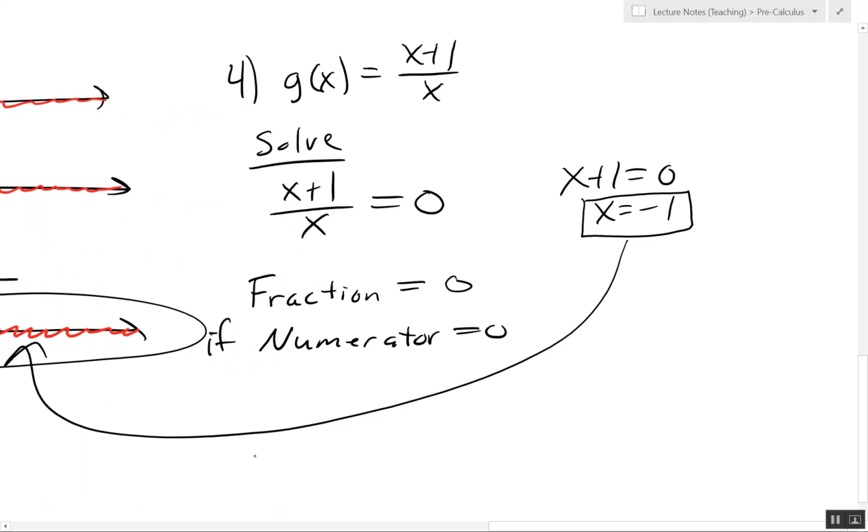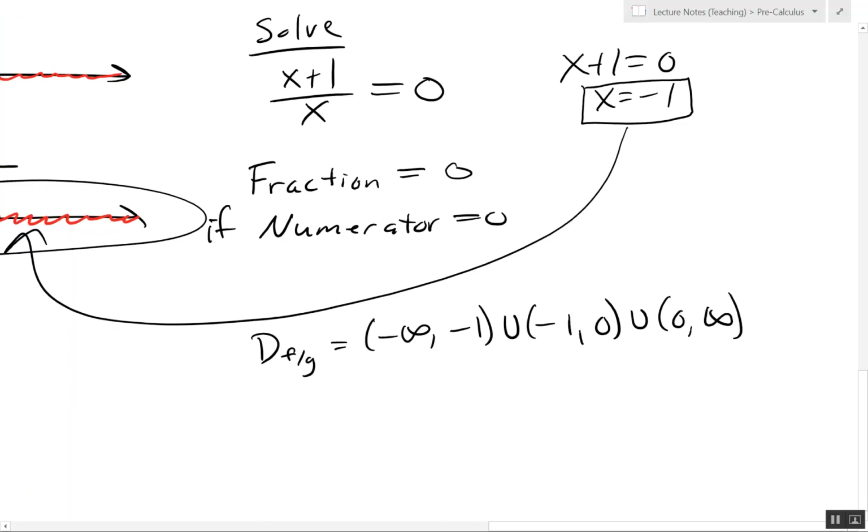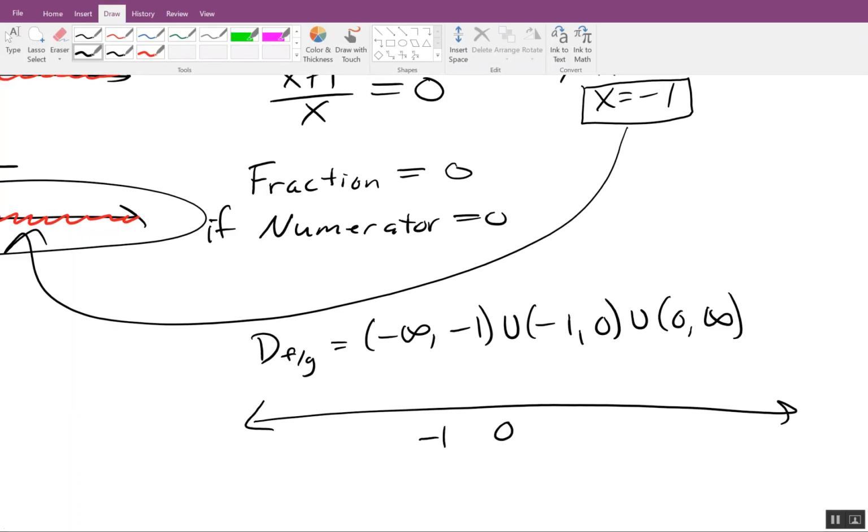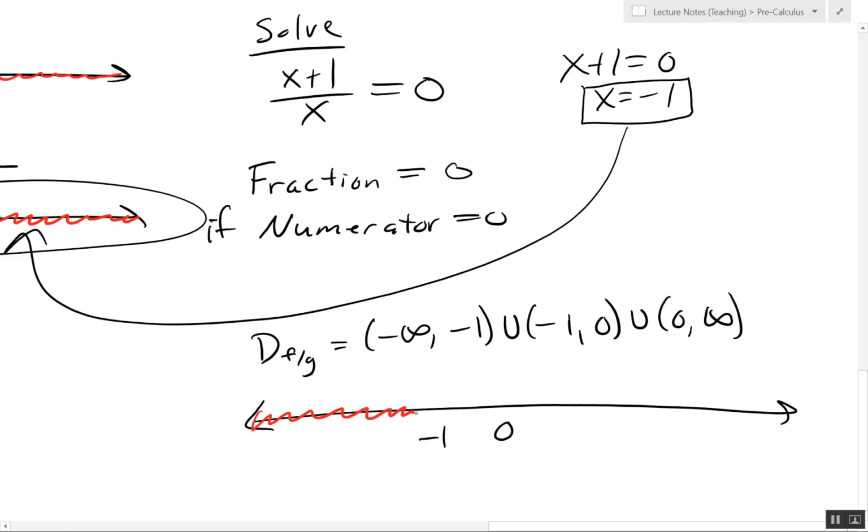So our domain then for f over g is going to be everything from negative infinity to -1, union -1 to 0, union 0 to infinity. And for your visual people, we'll draw this on the number line. So here's 0, here's -1, and so we'll fill in everything until we get to -1. We'll exclude -1, keep filling in. At 0, we'll exclude 0, and then we keep filling in. So every point except for this one and this one will be defined for our function.